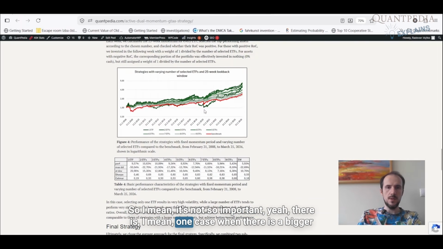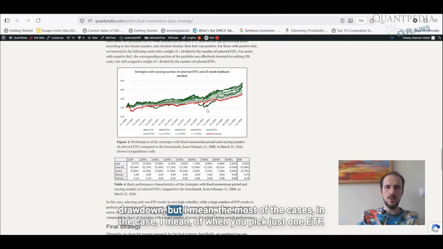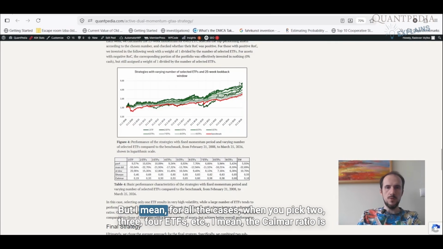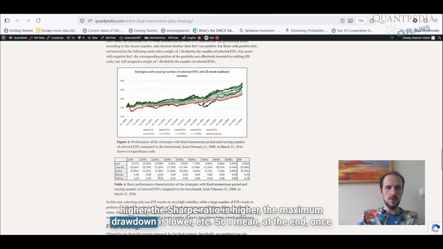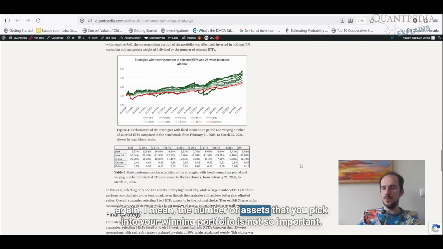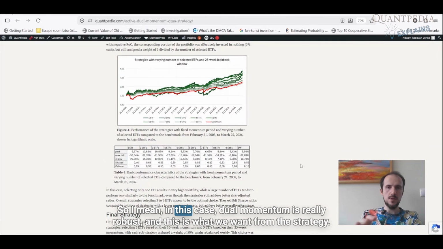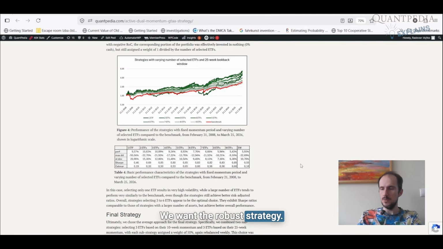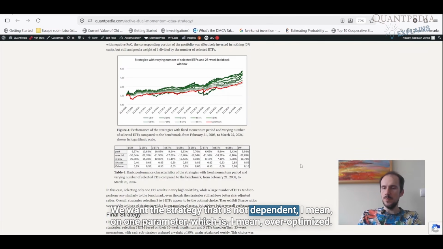There is one case with a bigger drawdown, but in most cases it is when you pick just one ETF. For all the cases when you pick 2, 3, 4 ETFs, etc., the gamma ratio is higher, the Sharpe ratio is higher, the maximum drawdown is lower, etc. So at the end, the number of assets that you pick into your winning portfolio is not so important. In this case, dual momentum is really robust, and this is what we want from the strategy. We want a robust strategy, one that is not dependent on one parameter which is over optimized.